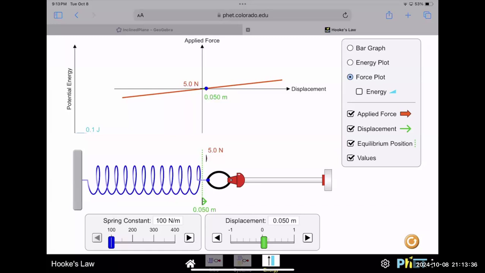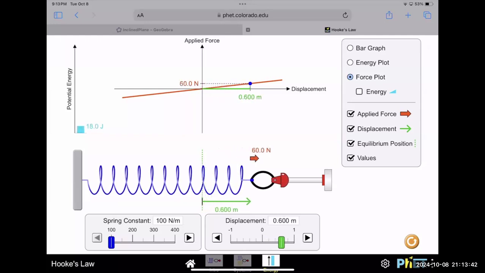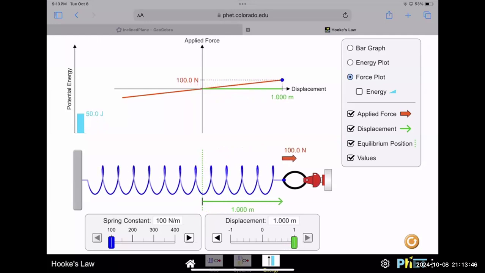Okay, so now in this one, I'm applying a force. I applied a force of 100 Newton here right now, and I displaced by a distance of 1 meter. So 1 meter is the displacement, 100 Newton is my force. So now it is going in this direction, and this is following a very straight line.